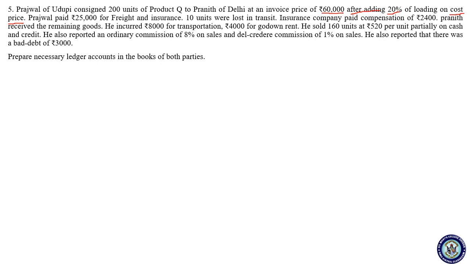Prajwal paid 25,000 on freight and insurance. So this is a non-recurring expense of the consignor. Prajwal is the consignor. 10 units were lost in transit. So this is abnormal loss. And you see, if you want to, underline this phrase: lost in transit.